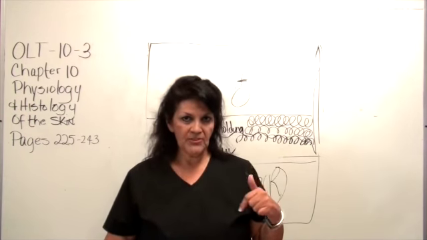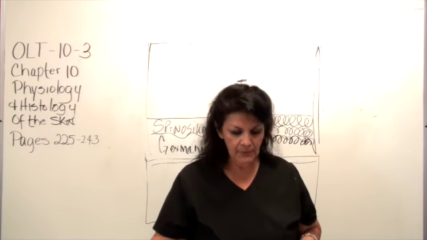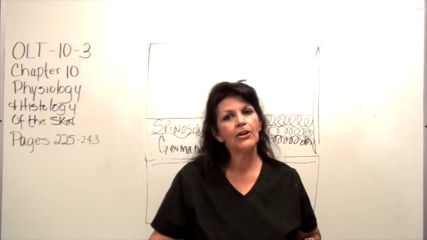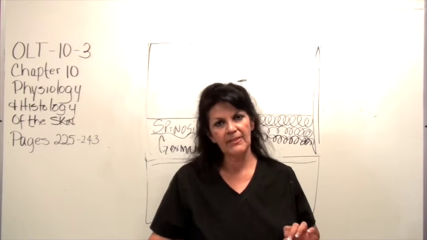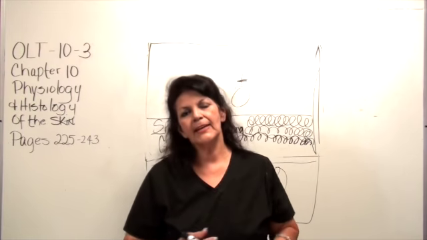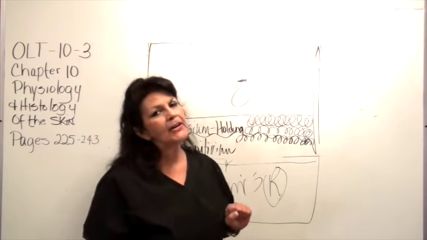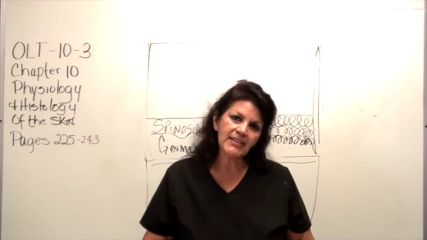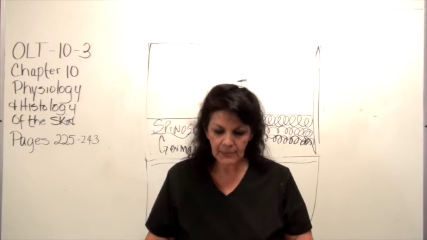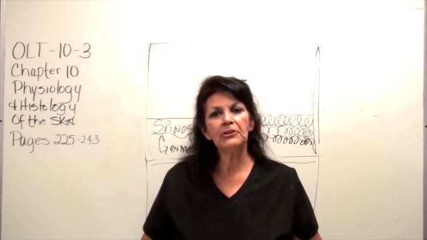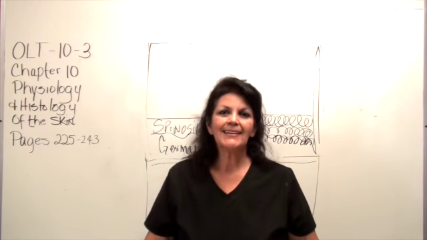Okay? One more cell that we have in the Spinosum layer is our Langerhans cell. The Langerhans cell is the immune cell of the skin. So if you scratch your skin and you get an infection, it's the Langerhans cells that come to the rescue. And those are found in the Spinosum layer. So let's stop there for a few minutes, review your notes, and we'll be back.